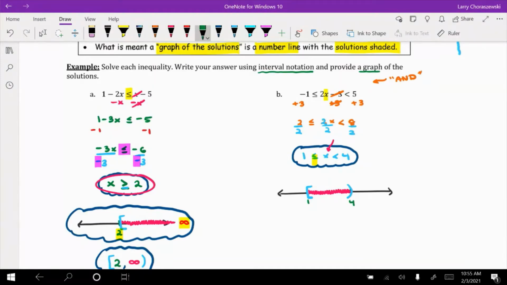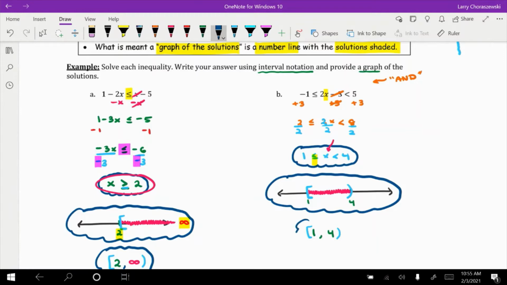So with the interval notation, smaller of the two numbers is a 1, the larger is a 4. And based on the number line, we would put a bracket on the 1 and a parenthesis on the 4. And there we have both our graph of the solutions as well as the interval notation. Okay. So that's about as far as we can get for now in section 1.7. Do you guys have any questions about the solutions to both of these?